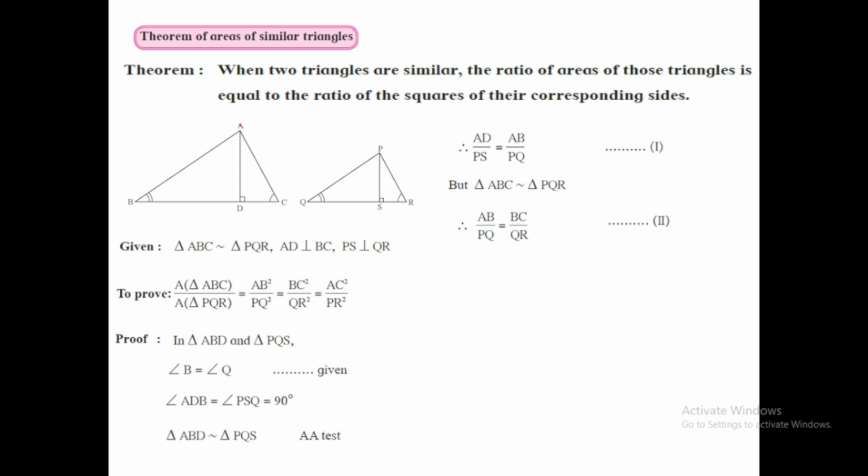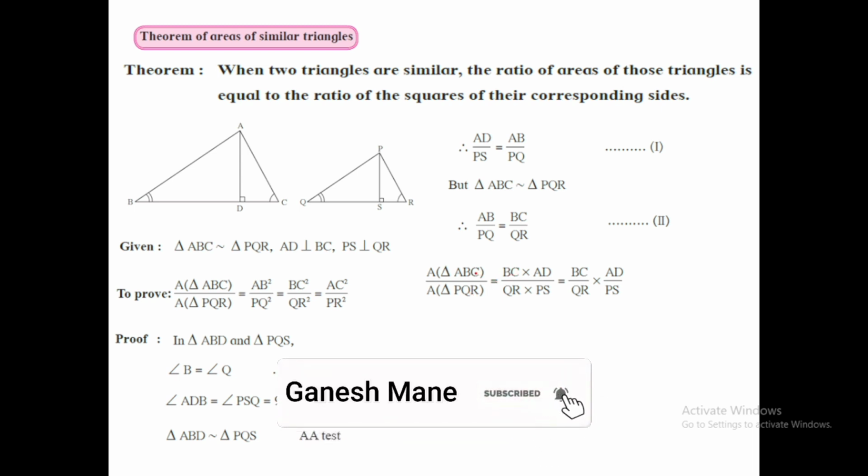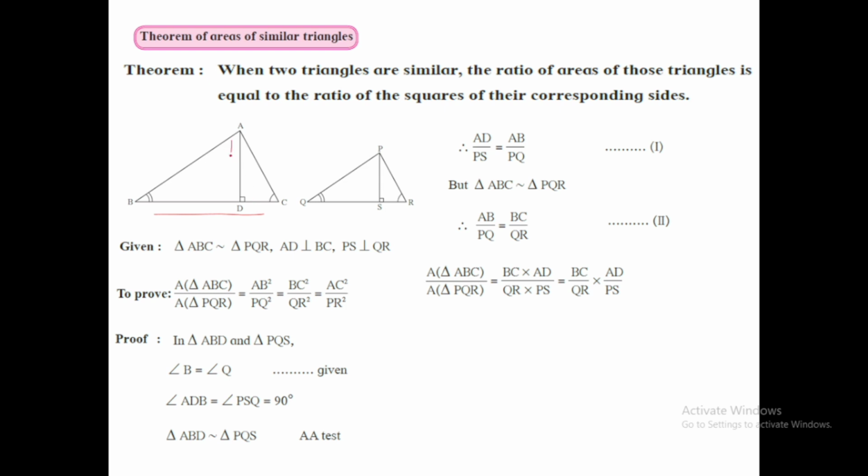Now we have to take the ratio of areas of these two triangles. So the ratio of areas, that is area of triangle ABC divided by area of triangle PQR. The basic formula is, if we have to take the ratio of areas of two triangles, it is the ratio of products of corresponding bases and heights. So area of triangle ABC divided by area of triangle PQR is equal to BC into AD, as BC is the base for the first triangle and AD is the height, divided by QR into PS, as QR is the base and PS is the height for the second triangle. So it can be split as BC by QR into AD divided by PS.